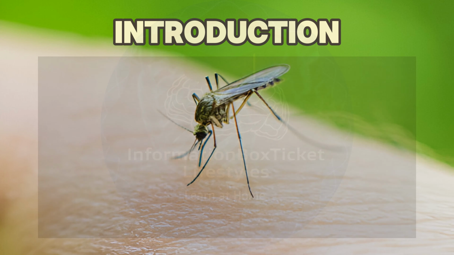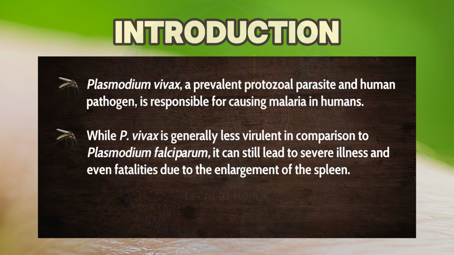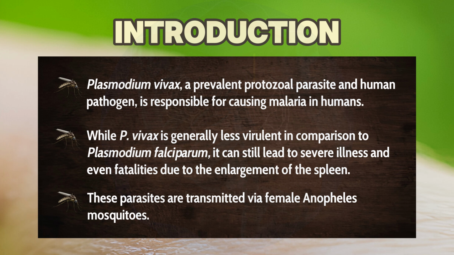Introduction to Plasmodium vivax. Plasmodium vivax, a prevalent protozoal parasite and human pathogen, is responsible for causing malaria in humans. While P. vivax is generally less virulent in comparison to Plasmodium falciparum, it can still lead to severe illness and even fatalities due to the enlargement of the spleen. These parasites are transmitted via female Anopheles mosquitoes.